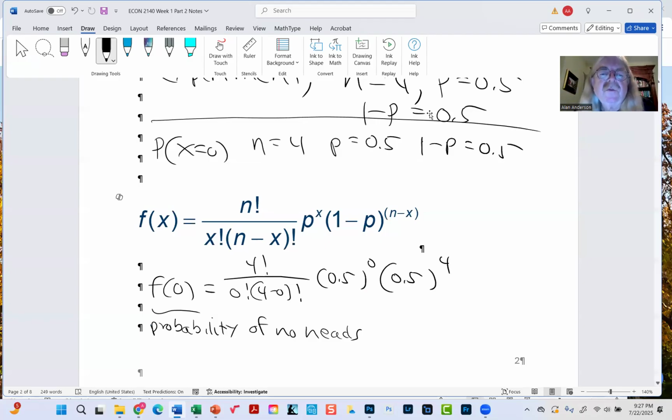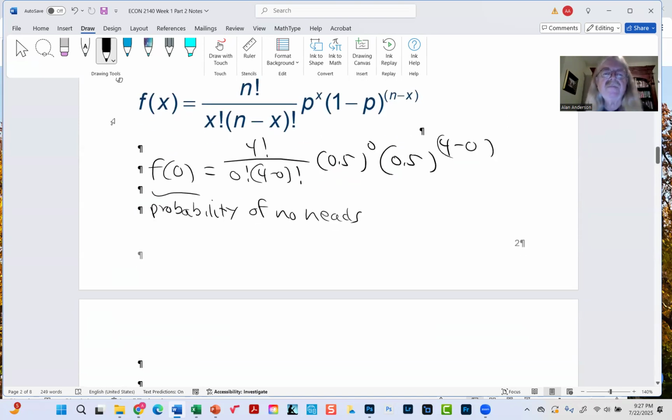So if you notice, n is 4, of course, n factorial is 4 factorial, x factorial is 0 factorial, n minus x factorial is 4 minus 0 factorial. The p and 1 minus p are both a half, x is 0. Now this one, I really should write it as 4 minus 0, just to be clear. And now we can simplify it. So if you go to your calculator, you'll see that this is actually equal to 1.